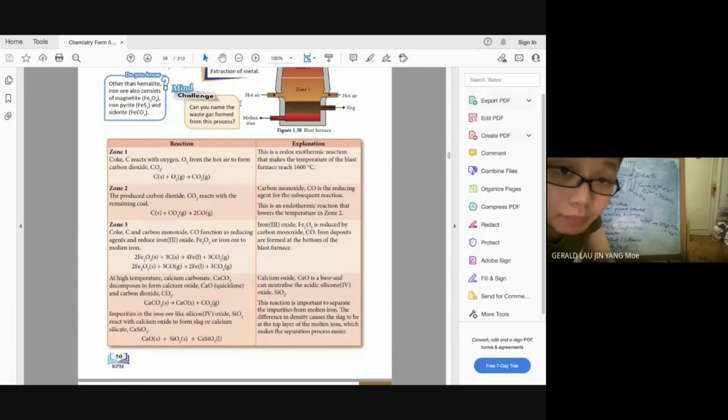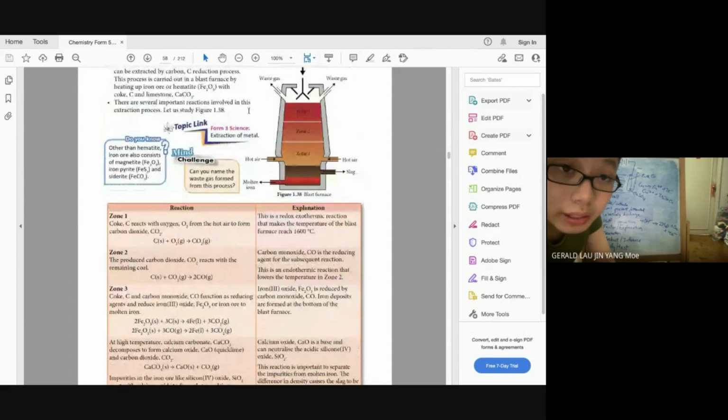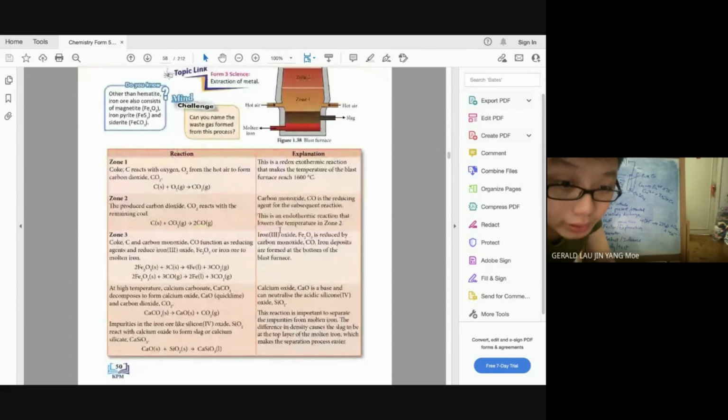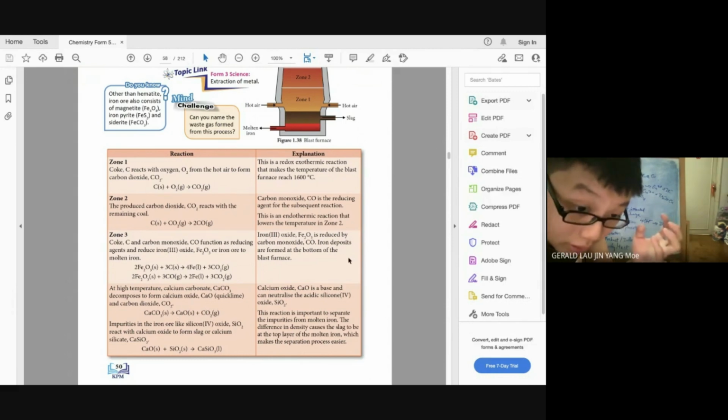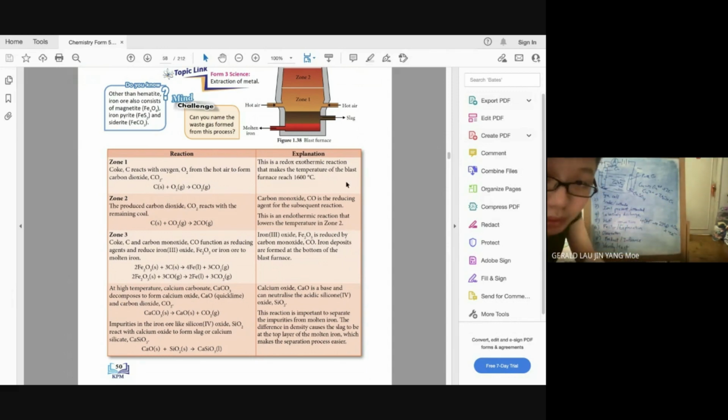But in this iron 3 oxide, there are also impurities like silicon 4 oxide. That's why I will add calcium carbonate, and then it will decompose to form carbon dioxide and calcium oxide. So the calcium oxide reacts with the impurities, silicon 4 oxide, to form calcium silicate, which is the slag, which is also important, and we also need this information for marbles and so on.